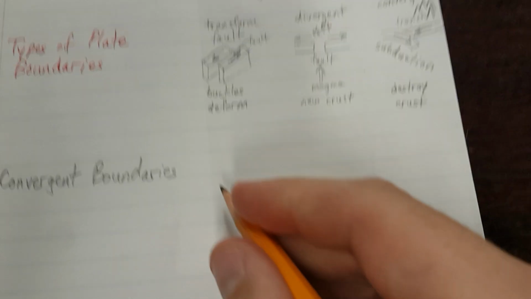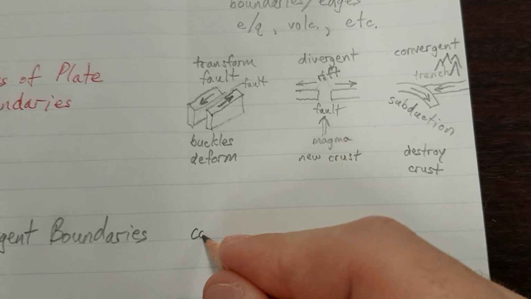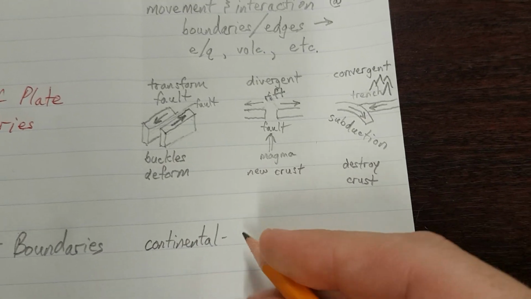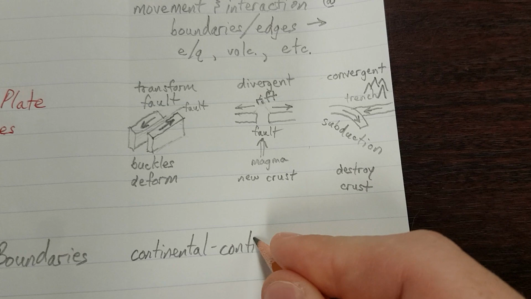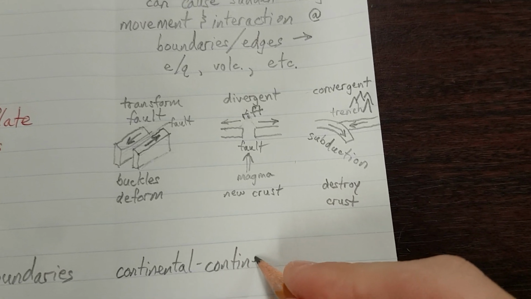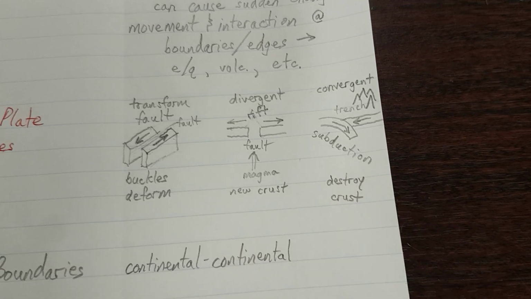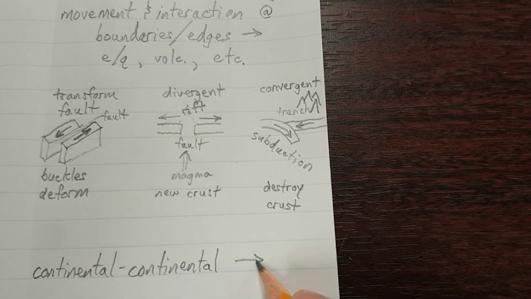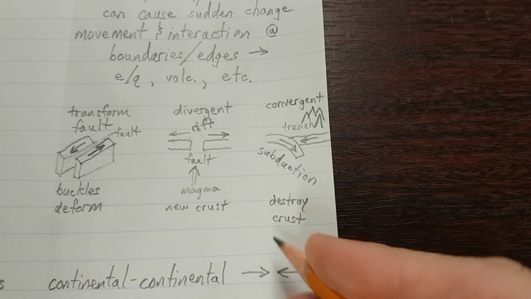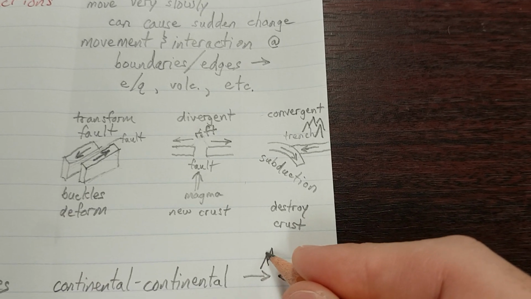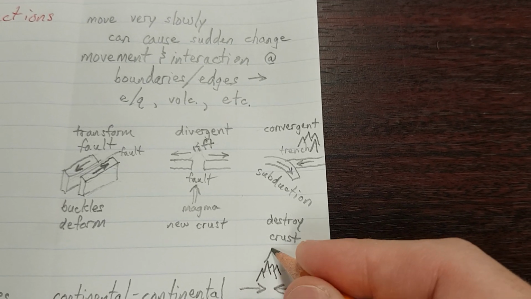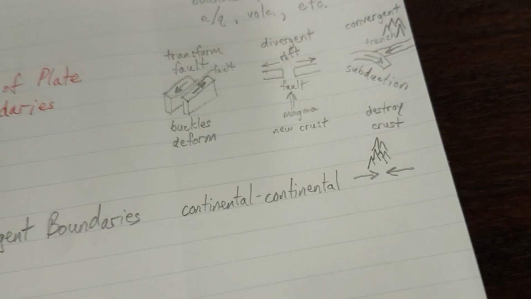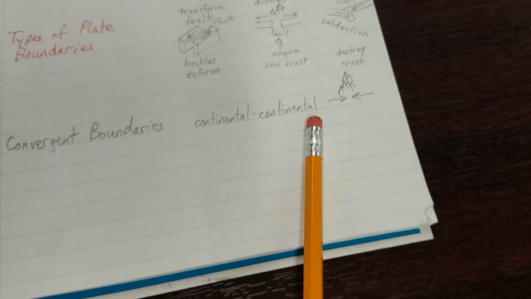Okay, so let's do this. Let's say continental, C-O-N-T-I-N-E-N-T-A-L, dash continental again, C-O-N-T-I-N-E-N-T-A-L. Okay, let's do something simple like an arrow coming together, and nice, tall mountains like that. Okay, basically that just means 2 continents slamming together.